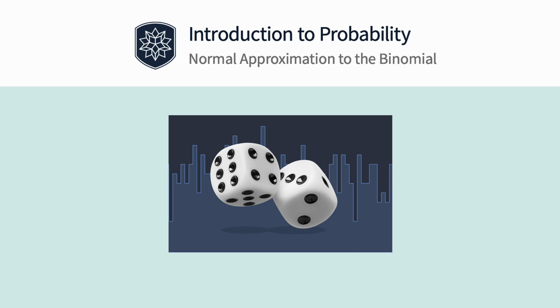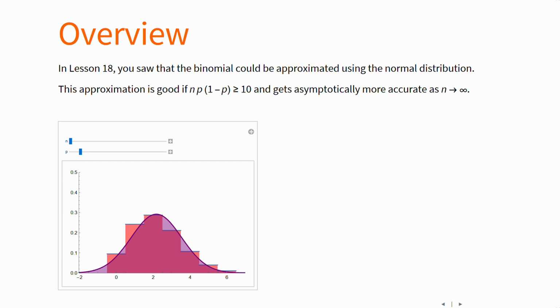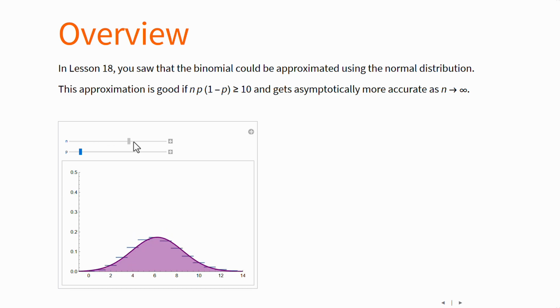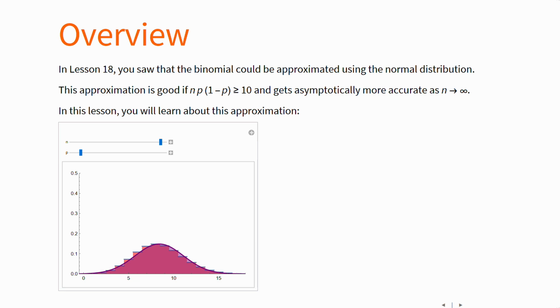Let's begin. In lesson 18, you saw that the binomial distribution could be approximated using the normal distribution. This approximation is good if the variance is greater than or equal to 10. But the approximation gets more and more accurate as n grows and tends to infinity. In this lesson, you'll learn more about this approximation.